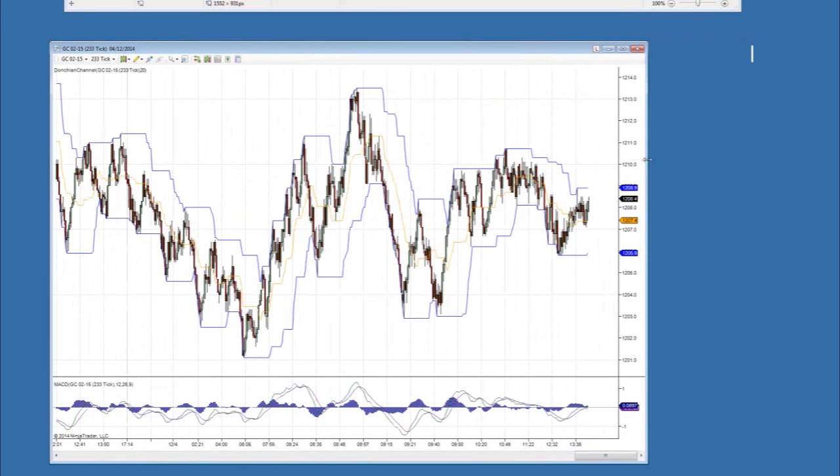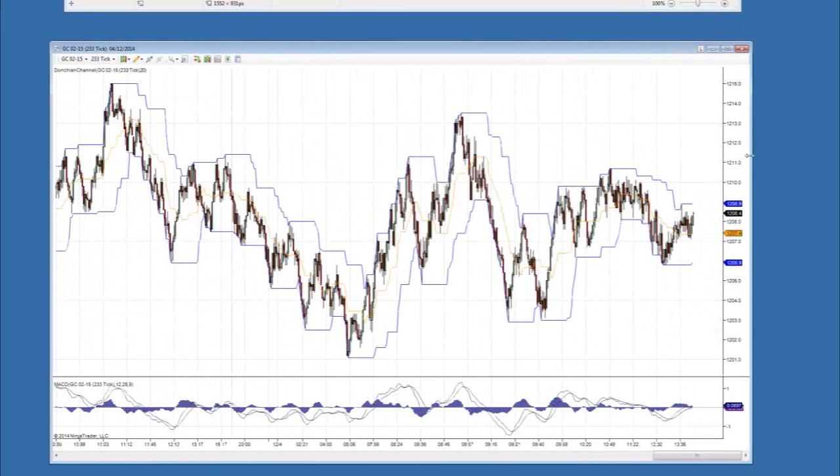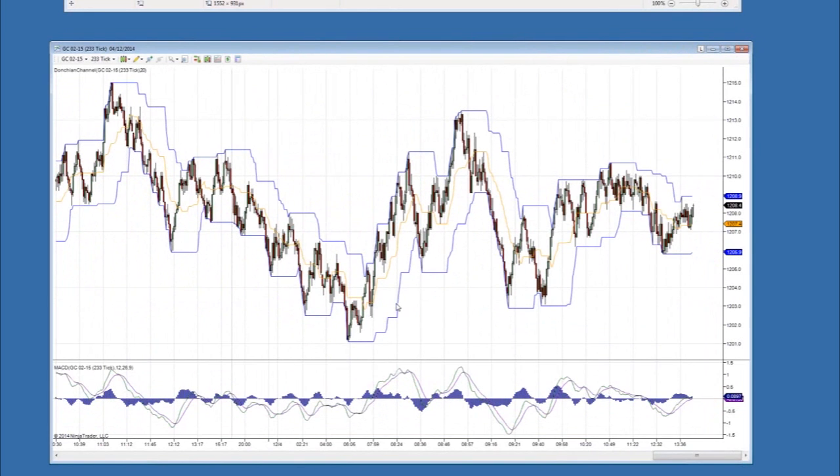Okay. Donchian channel. So I use a combination of Donchian channel with MACD. And again, first step, we don't trade on this, we anticipate the market on this. Let me show you my MACD.